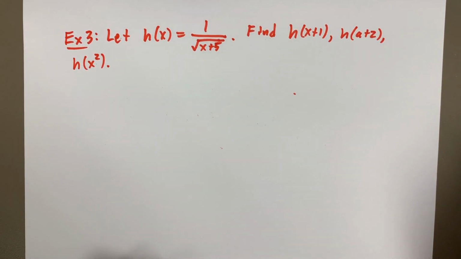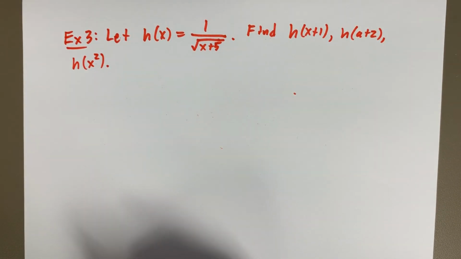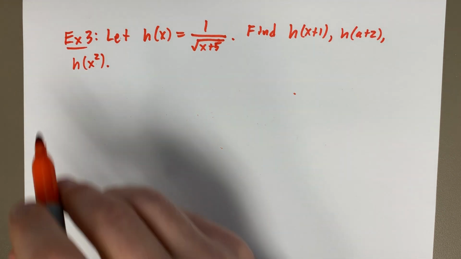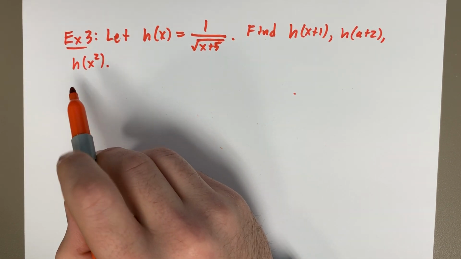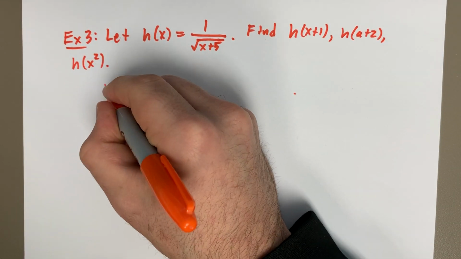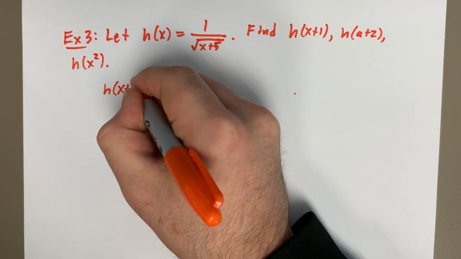All right, example 3 of evaluating functions at weird expressions. So here we're looking at h of x is equal to 1 over the square root of x plus 5. And our goal is to find h of x plus 1, h of a plus 2, and h of x squared. So let's just take it in order. It's going to work exactly the same way as the previous example.